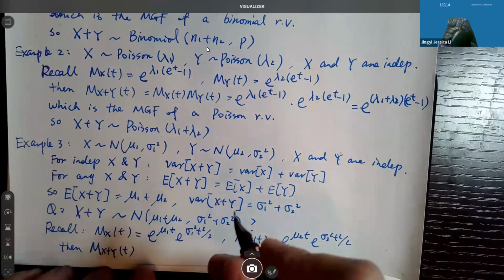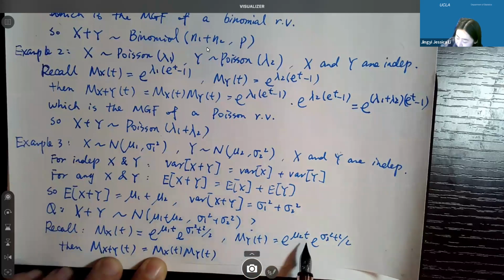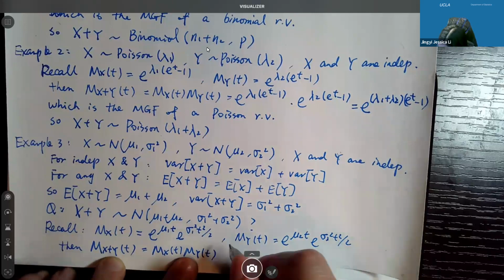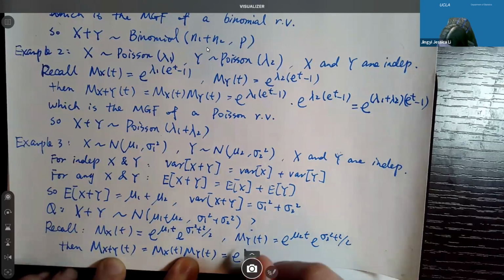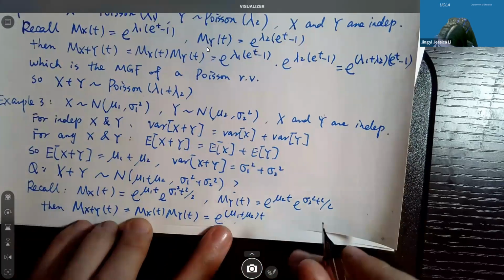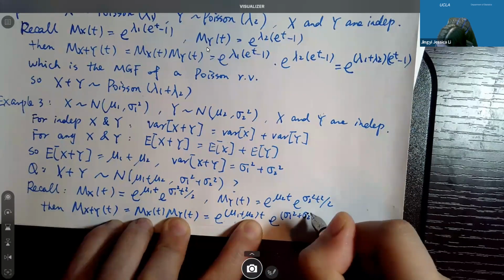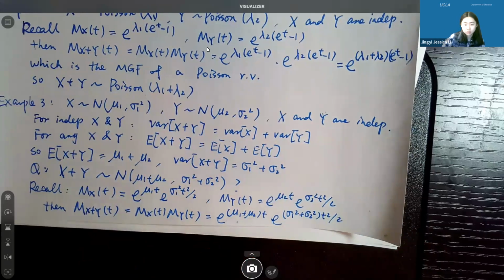And you can clearly see that by combining the similar terms, the terms involving t in the exponent, these two will be similar, I can combine them. These two involving t squared are similar, I can combine them. So by simple algebra, I can have the first term combined as mu1 plus mu2 times t, and the second term in the exponential, I can have sigma 1 squared plus sigma 2 squared times t squared over 2. It's just combining similar terms.